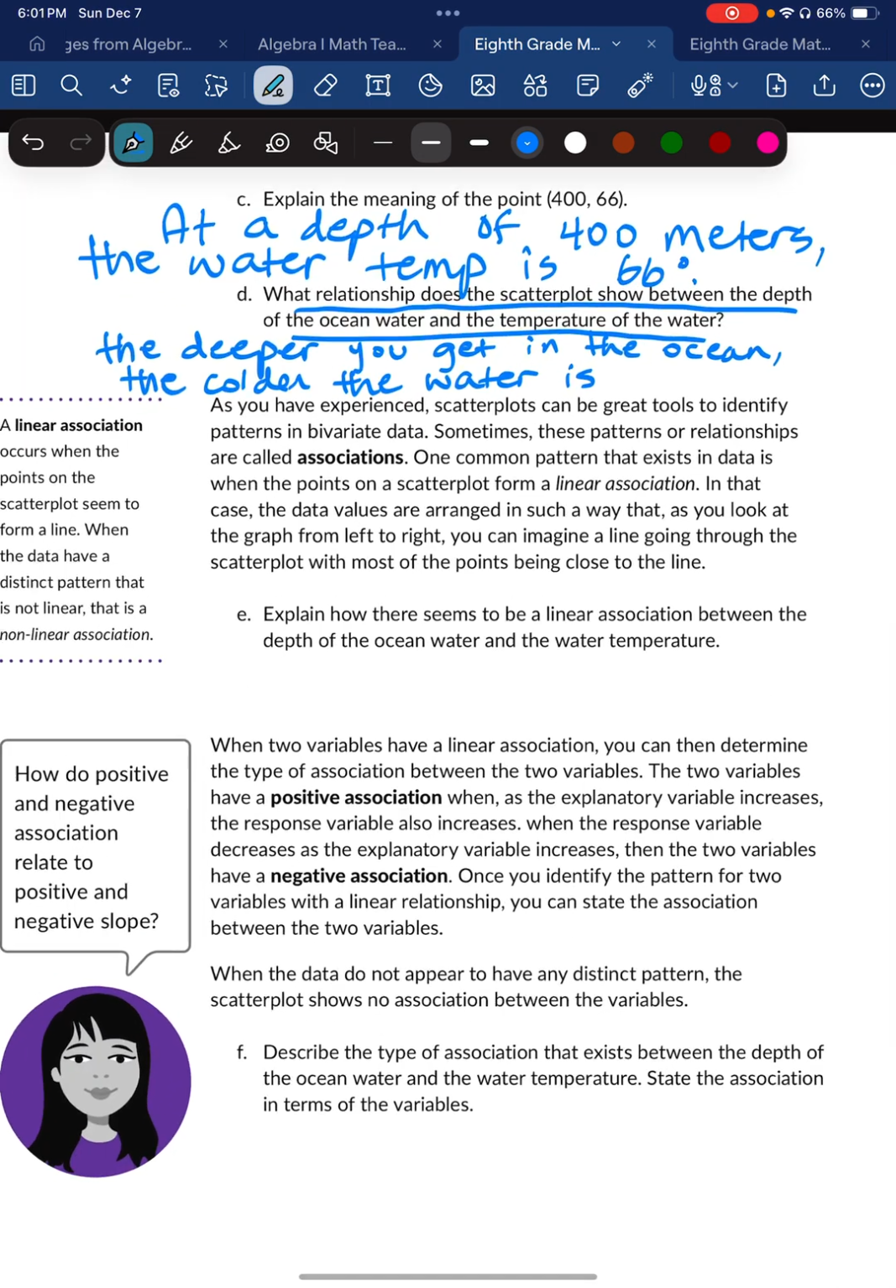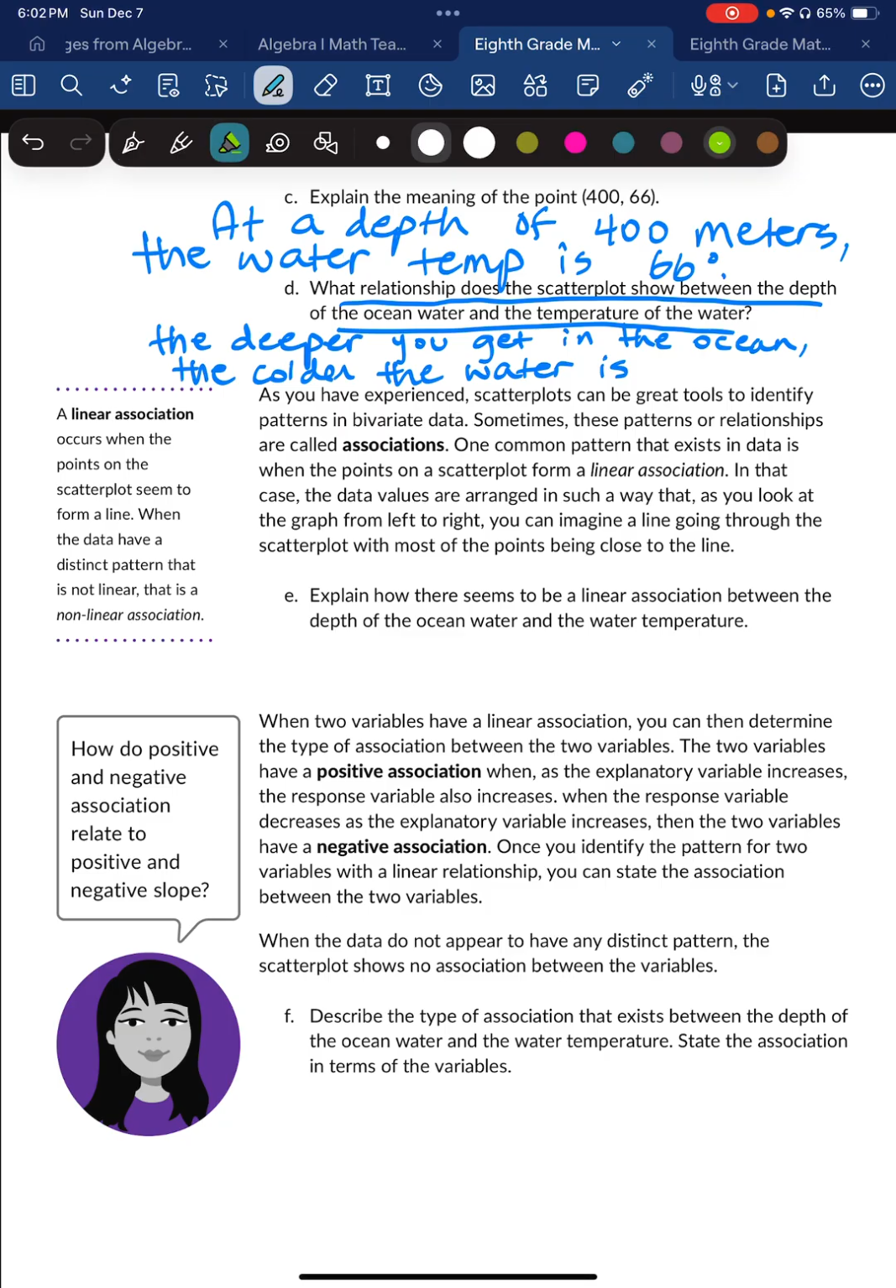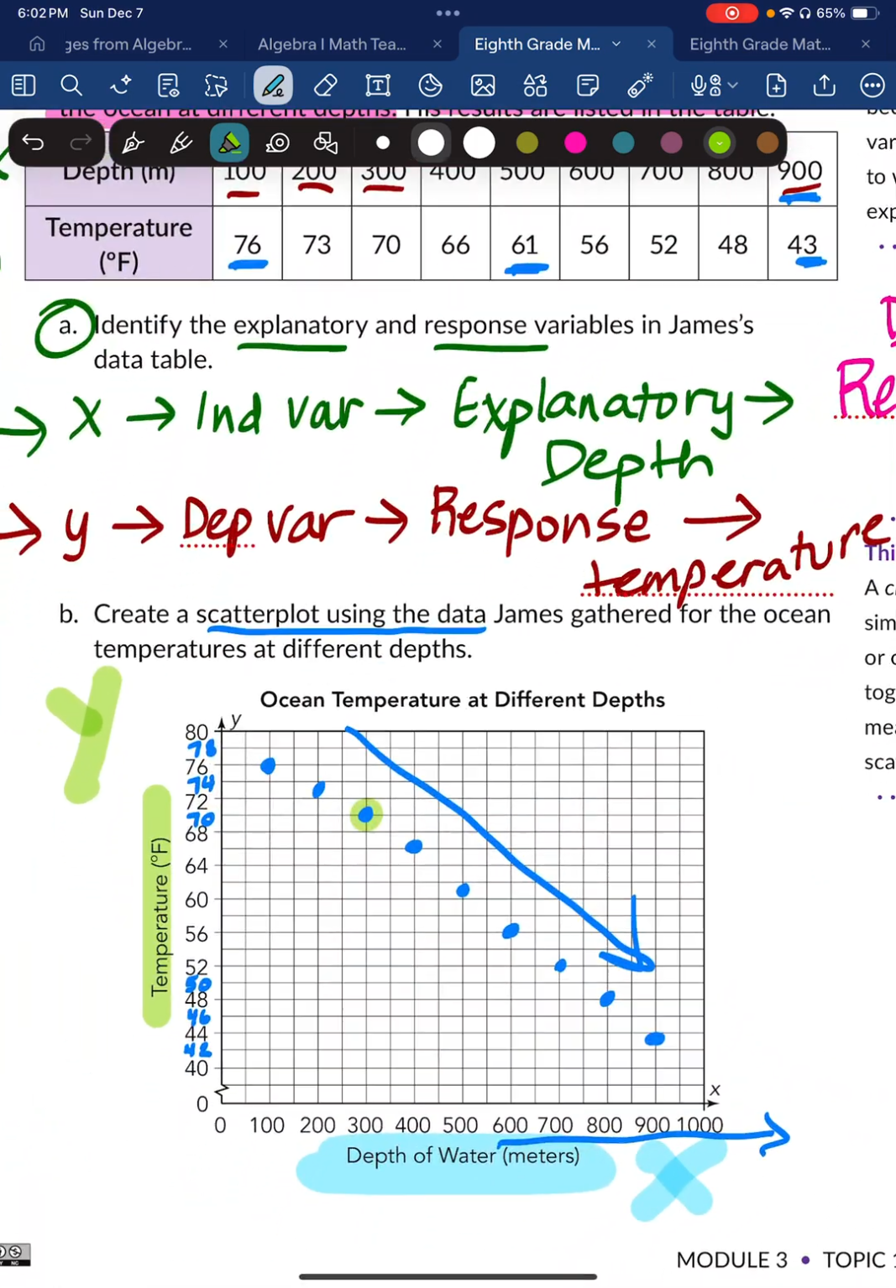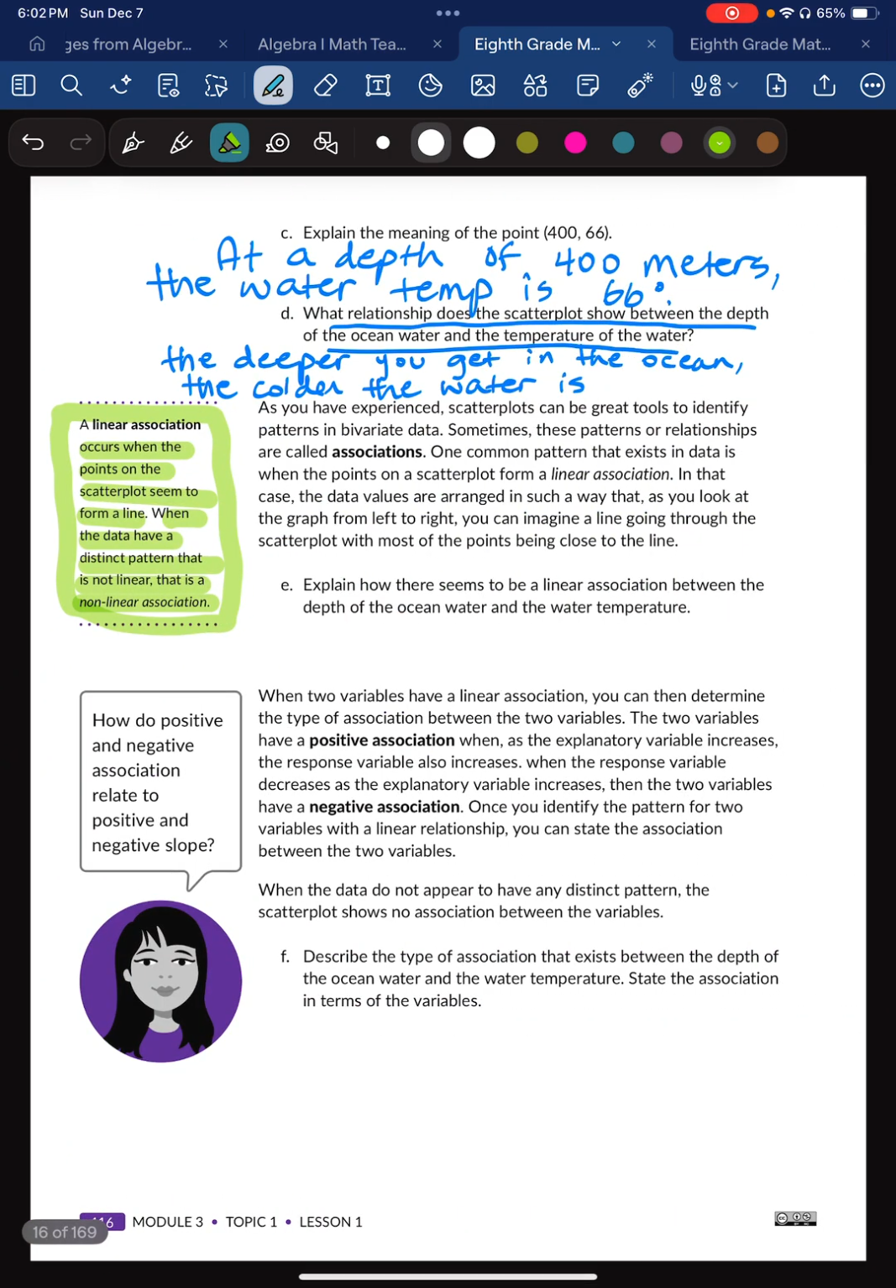Okay, let's take a look at this note on the side. It says a linear association occurs when the points on the scatter plot seem to form a line. When the data have a distinct pattern that is not linear, it's called a nonlinear association. So this definitely seems to be a linear association, doesn't it? Because it's going pretty steadily down. As you have experienced, scatter plots can be great tools to identify patterns in bivariate data. Sometimes these patterns or relationships are called associations.